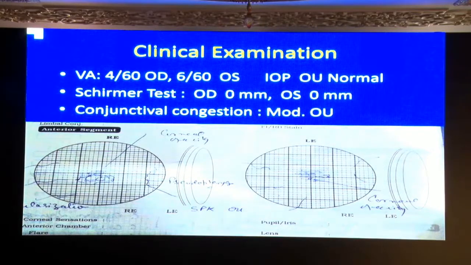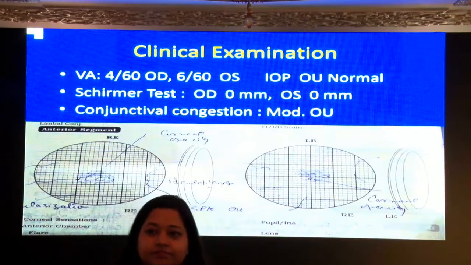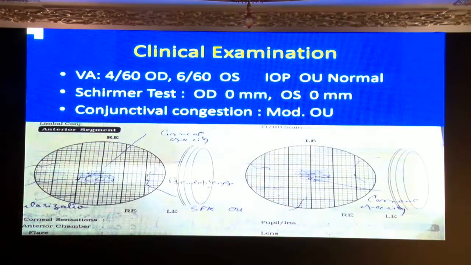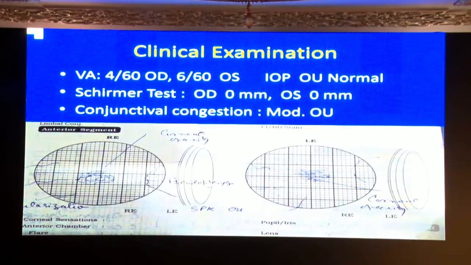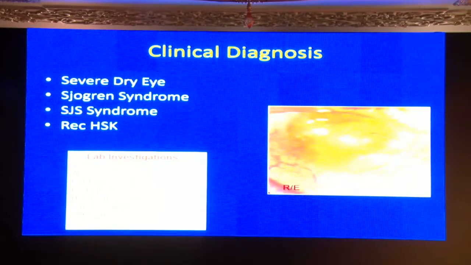This was his clinical picture. Visual acuity in the right eye was 6/60, left eye was 6/60, and Schirmer readings in both eyes were 0. Mild conjunctival congestion. Both eyes had central corneal scars with superficial vascularization, no fornix shortening, only SPK. He had been treated for dry eye previously for the last 2 years. Now this is what it was when he came to us.